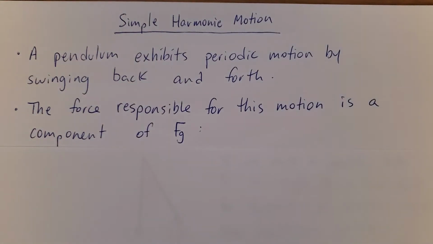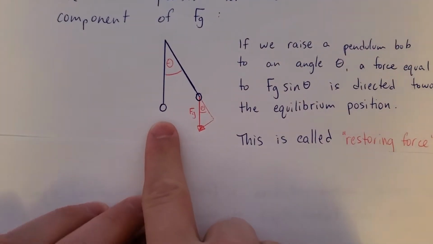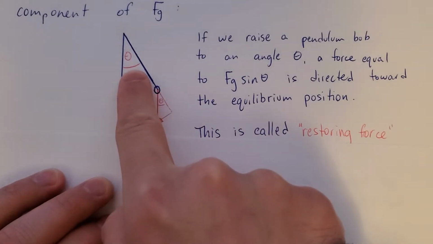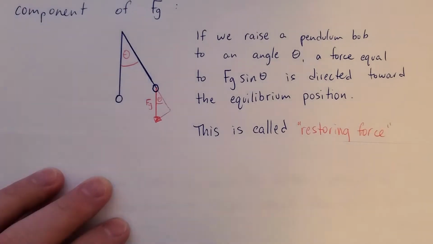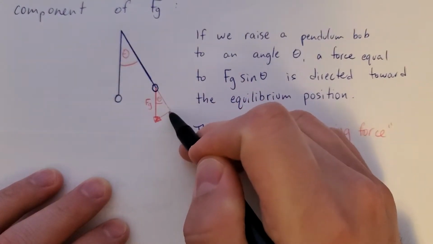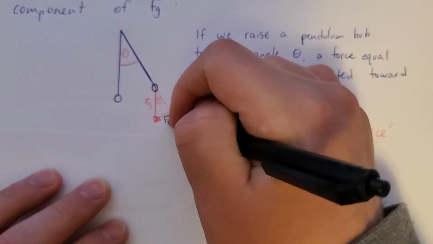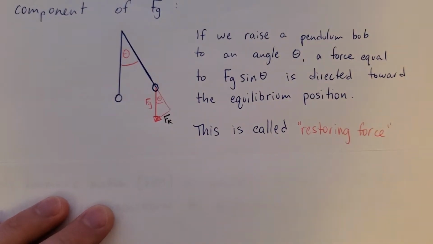The force that causes that motion is a component of gravitational force. So check this out. I've drawn a pendulum. This is when it's just hanging freely. That's its equilibrium position. Now, if we raise this pendulum an angle I've called theta, the force trying to pull it back to its equilibrium position would be this component, directed toward the equilibrium position. You call this a restoring force. A restoring force is just a force that's pulling something back to its equilibrium position.